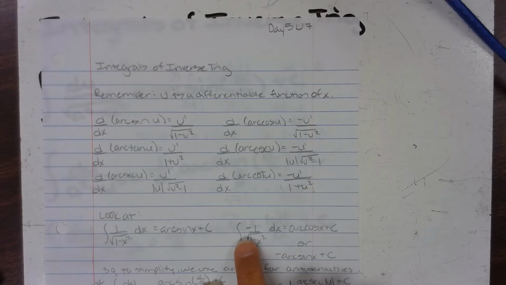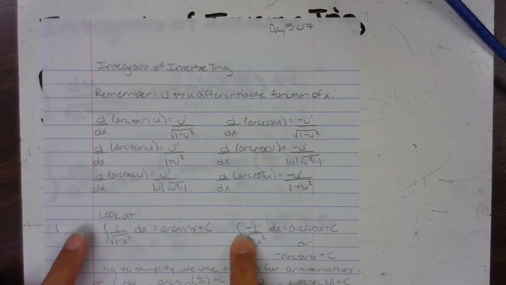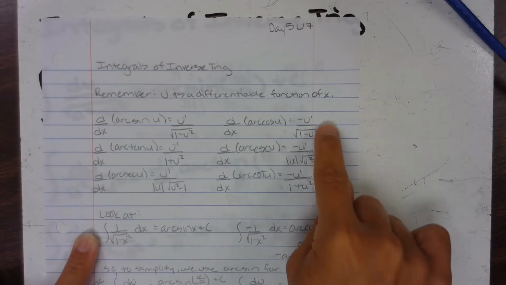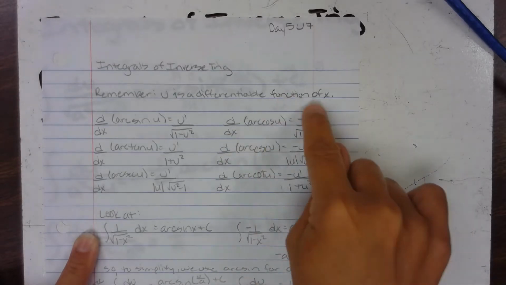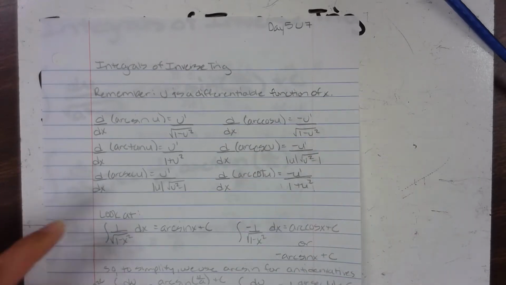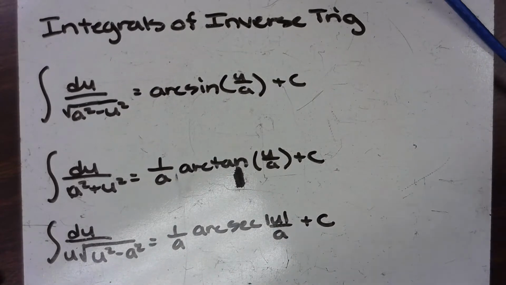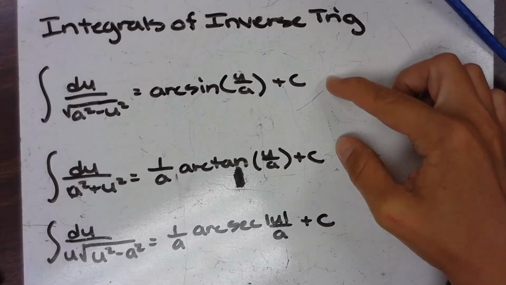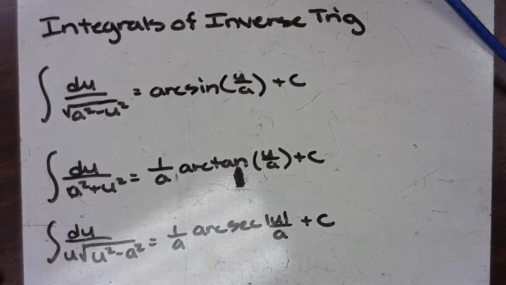Notice it's negative 1 over square root of 1 minus x squared dx, which gives arc cosine x plus c, or if you take the negative and put it to the outside, it could be negative arcsine x plus c. So we can simplify, and we use arcsine for antiderivatives. Instead of integrating something like that, we really just need to memorize these right here. The ones that are most used are the top two, with arcsine and arctan. Make sure you write them down and have them memorized.